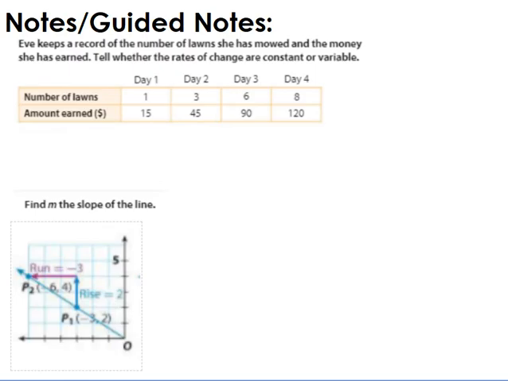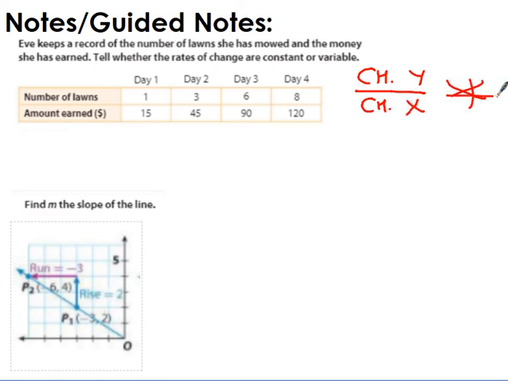Now let's look at how this is going to be used in practice. First, you're going to have tables, and you also might have graphs. If we have a table and want to determine what the rate of change is, or whether the rate of change is constant or variable, we need to calculate the rate of change by doing change in y over change in x.